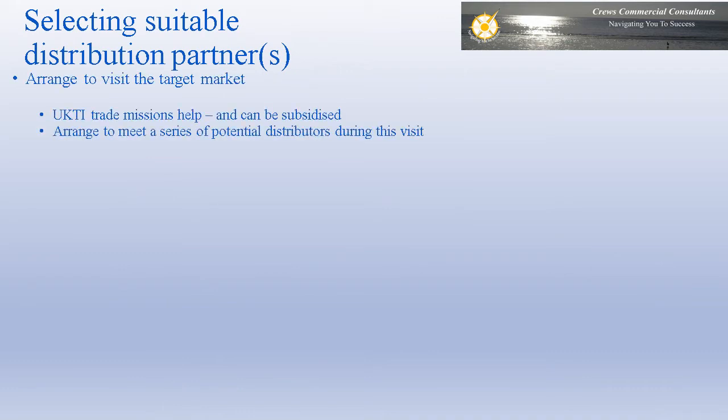We then need to select suitable distribution partners. First thing, having got your target markets and prioritised these, I would arrange to visit the target markets. Again, I always think a UKTI trade mission is very helpful, especially as for SMEs this can be subsidised. And ahead of that, I would arrange to meet potential distributors during the visit. Several of these could have been identified in the OMIS report.